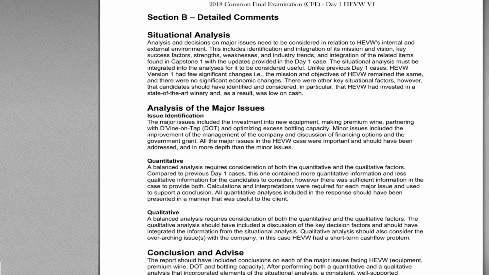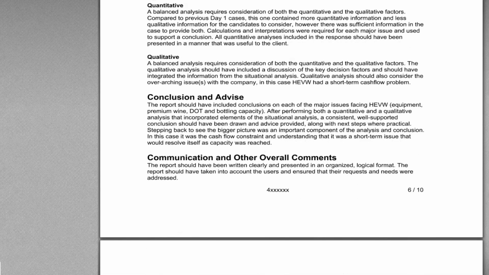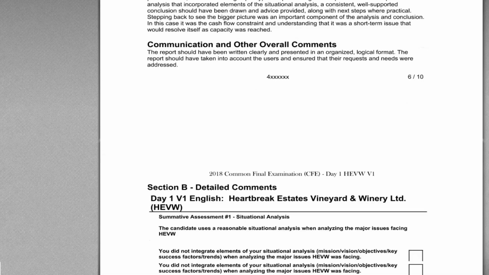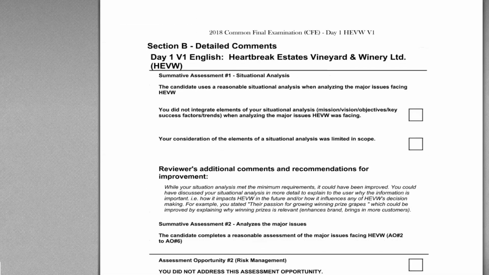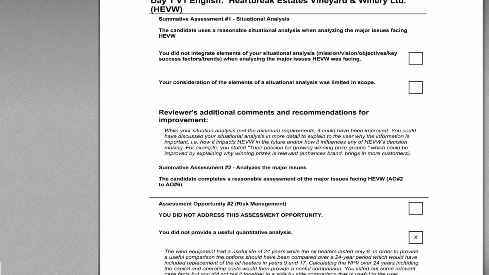It shows again each part of the CPA Way: situation analysis, analysis of major issues, conclusion, communication. For each part, the report shows what they were expecting. Going down further, you can see for every assessment opportunity, there's a box which tells us what was missed. If there's an X, that analysis was missed. There are also comments for each AO.